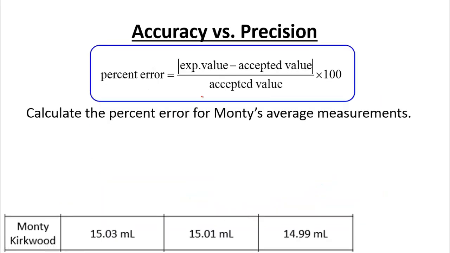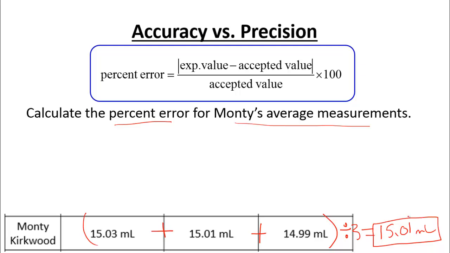Here let's find the percent error for Monty's average measurements. Monty's average means we take these three measurements, add them together, and since there were three measurements, divide by 3. If you do that, you end up with 15.01 milliliters. So that's his average measurement.